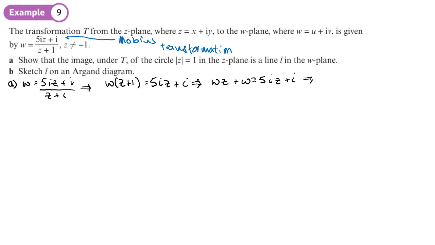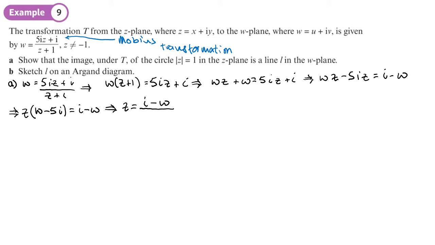We'll bring the Z terms to one side because we want to make Z the subject. So we'll have WZ minus 5iZ, and then we'll take the W across, so we end up with i minus W. The next step is going to be to factorize out the Z, so we'll have Z, and then in brackets we'll have W minus 5i, like this, equals i minus W. And then we've got Z as the subject: Z equals i minus W all over W minus 5i.